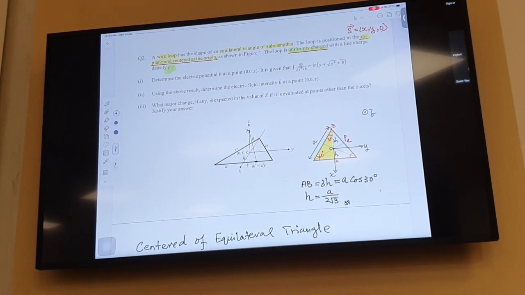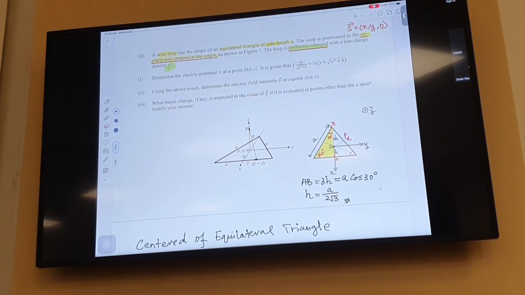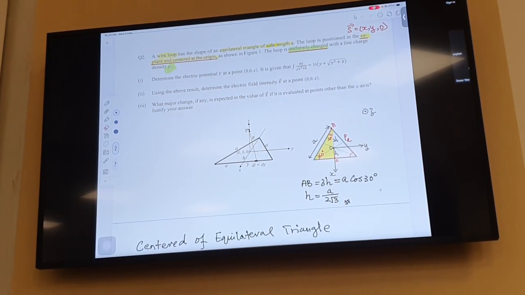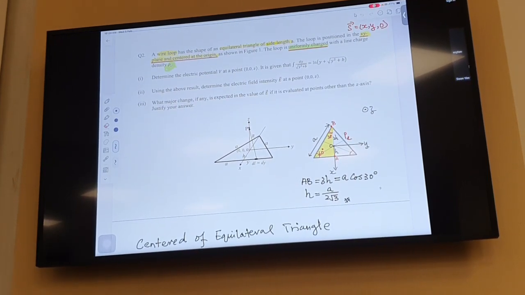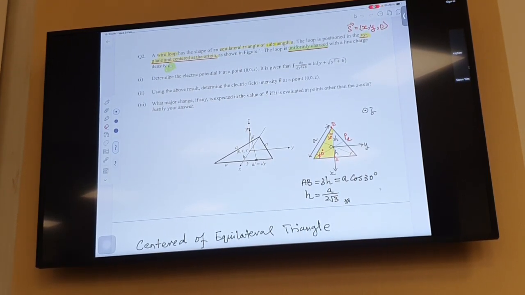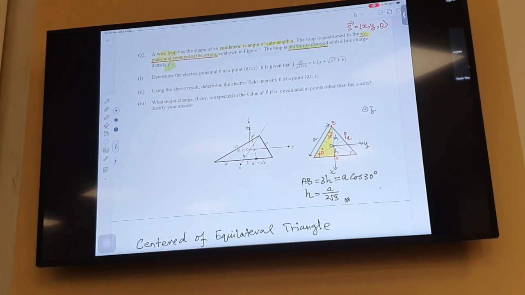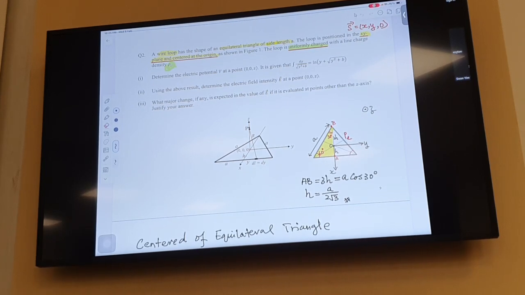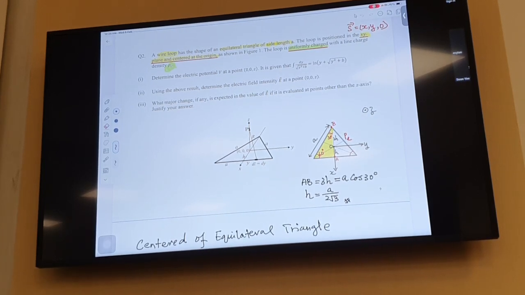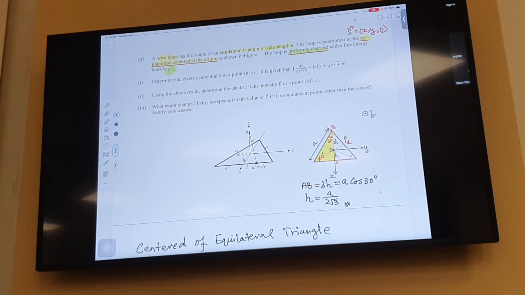The loop is uniformly charged with charge density rho L. Uniformly charged means that every place the charge is the same. Means that rho L is a constant, not depending on x and y. Okay? Because in general, charge can be higher here, lower there. Uniformly charged means everywhere looks the same. Rho L is a constant. Whenever you do an integration, you bring it out from the integral. Okay, so now this is the situation here.